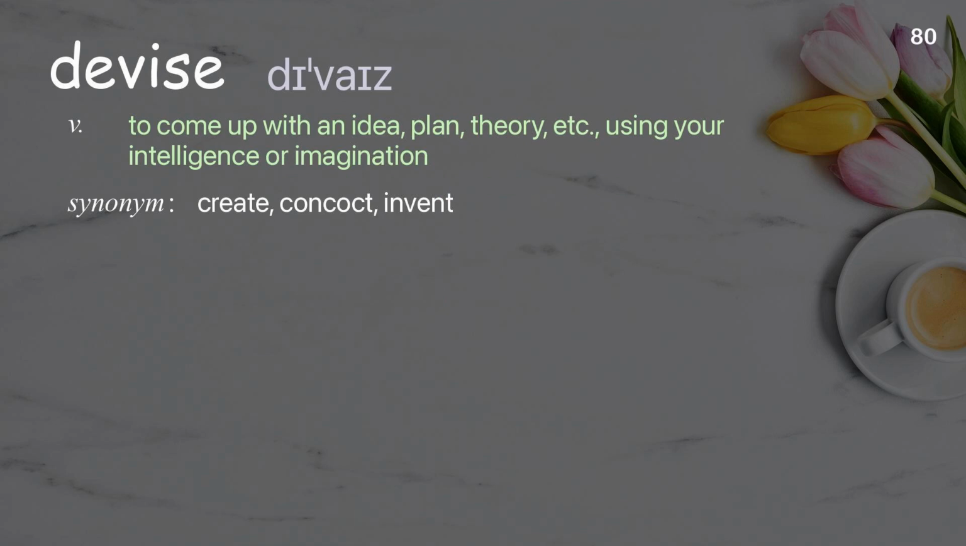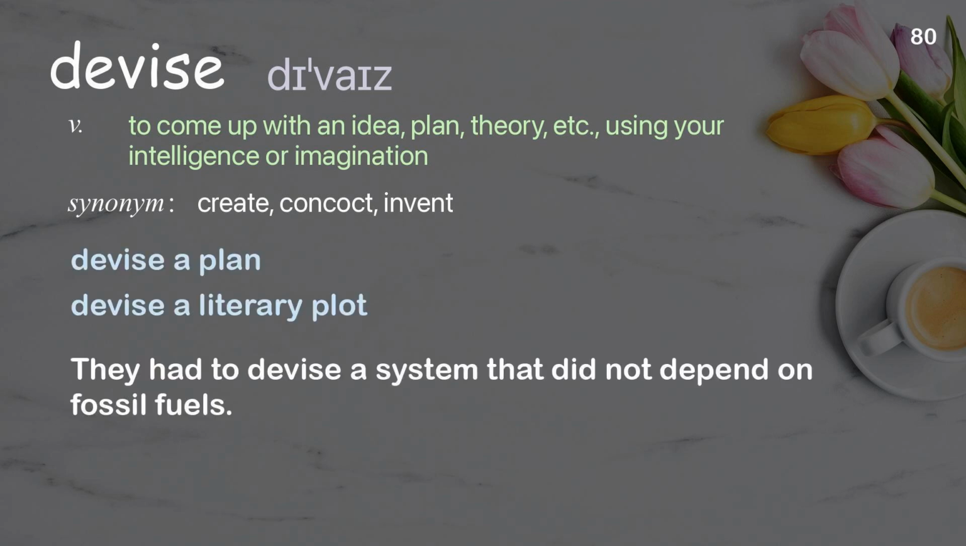Devise. To come up with an idea, plan, theory, etc., using your intelligence or imagination. Examples: Devise a plan. Devise a literary plot. They had to devise a system that did not depend on fossil fuels.